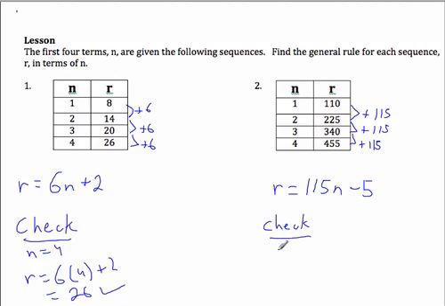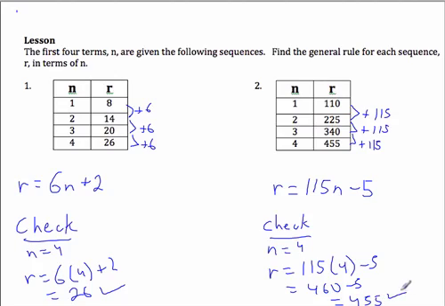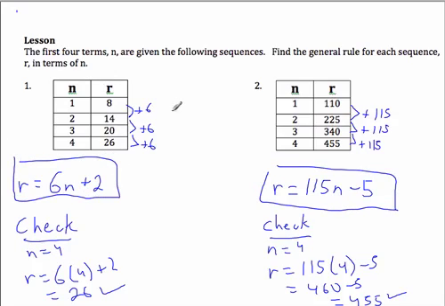So we can check n equals 4. We have r equals 115 times 4 minus 5, which is 460 minus 5, which is 455, just like in our chart. So it looks like our rules work for these two charts. Okay, so notice again, your common difference here is 6, so you have 6n.